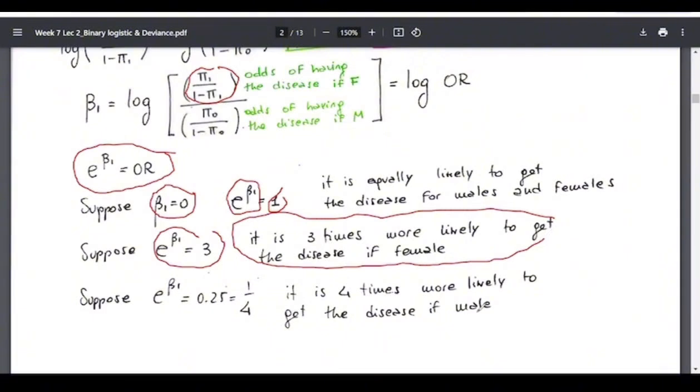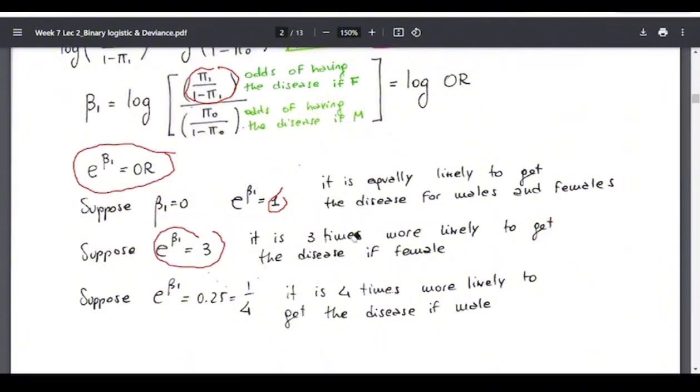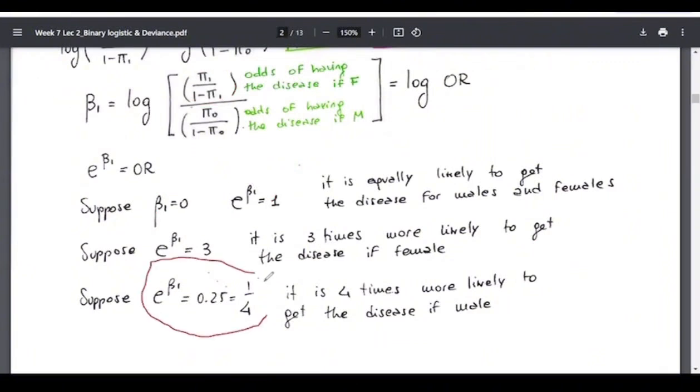Now, what if the odds ratio is less than 1? Please pay attention. The odds ratio is less than 1, like maybe we have 1/4. Now, if you have 1/4, that will favor the one in the denominator. Which one is in the denominator? Male. Male is the denominator. Then you're going to say it is 4 times more likely to get the disease if male.